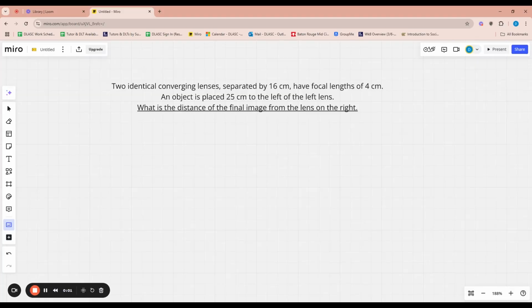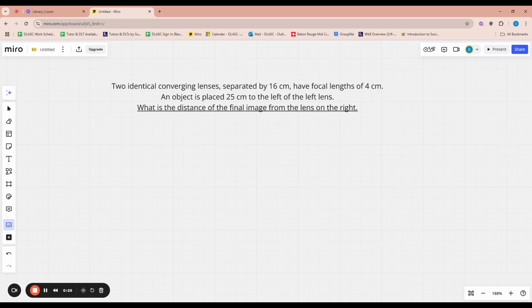with lenses, specifically converging lenses. And this is a problem in which we have two lenses, and we're told to figure out what the distance of the final image from the lens on the right is. So we know our light rays are coming from the left, just by default.